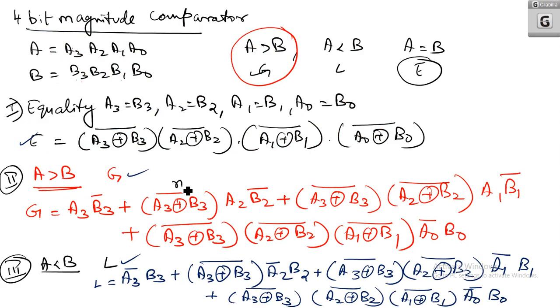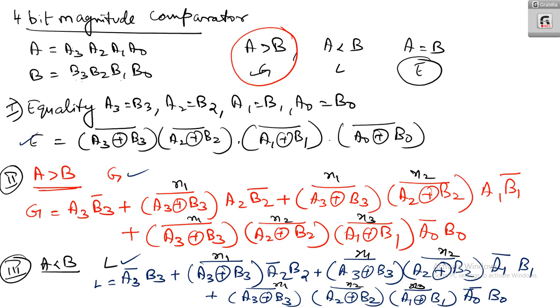This is X1. This is X1, X2. This is X1, X2, X3. Okay, so this is X1, X1, X2. This is X1, X2, X3. Okay, so that is all.